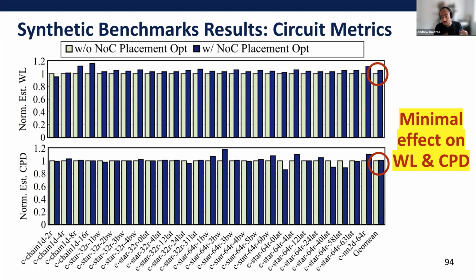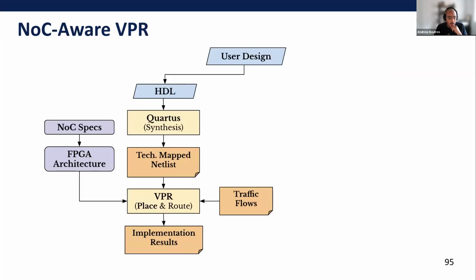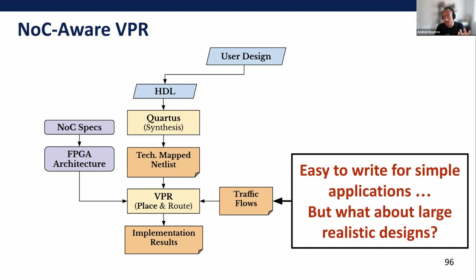So now we need to try and test bigger, more realistic designs. But then it becomes a little bit problematic, because those traffic flows that I talked about, describing the traffic patterns between modules, are easy to write if you have a simple application, right? For those chain or 2D connections or star connection, it's easy to write this traffic flow file. But what about a complex, large application design?